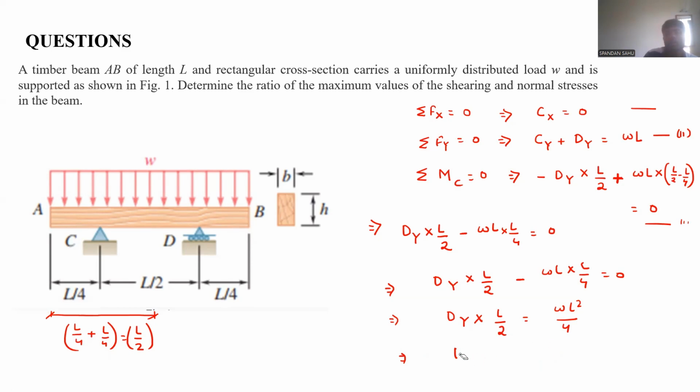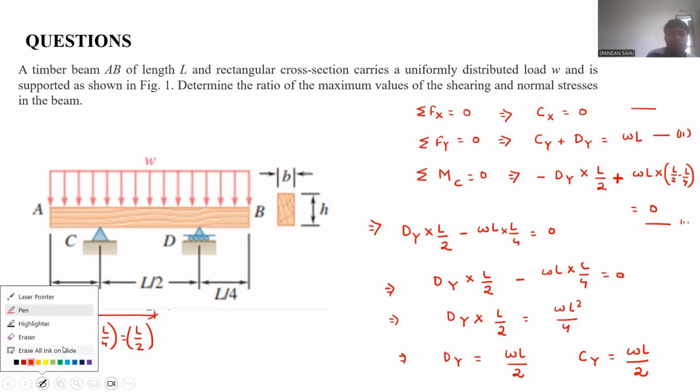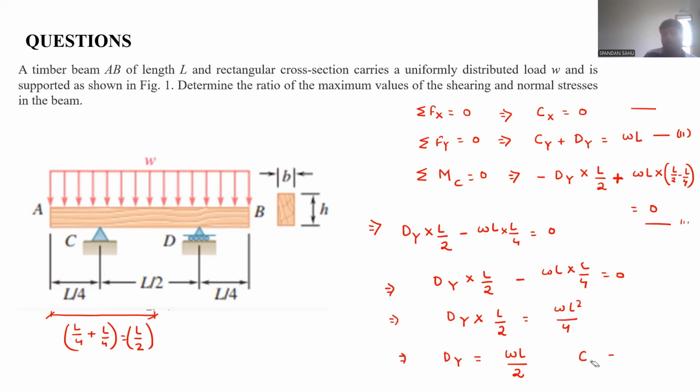Now you will be able to see that the beam and the load are symmetric in nature about the vertical axis. So if that is the case, then both the support reactions will become equal. So if Dy is coming out to be WL by 2, then Cy, after substituting in equation 2, or you can sense that it will come out to be WL by 2 respectively. Till this point, is it clear to everyone?